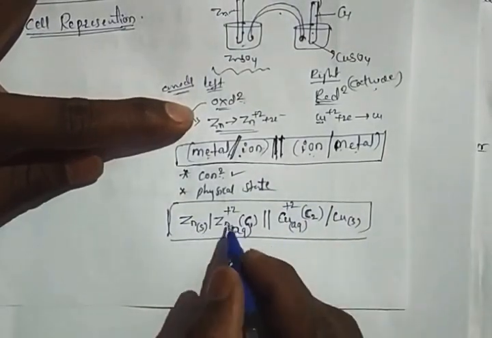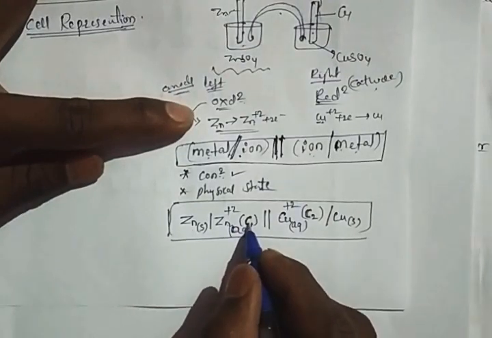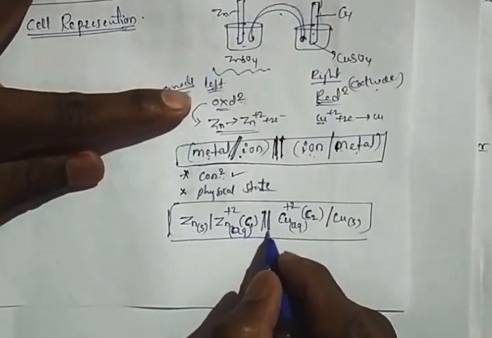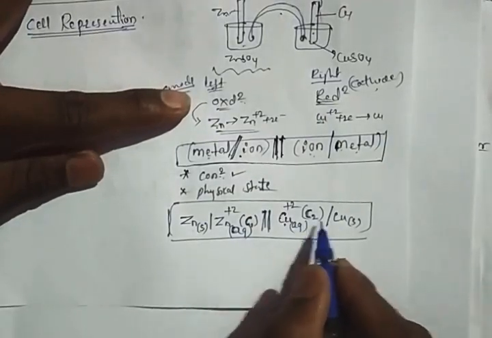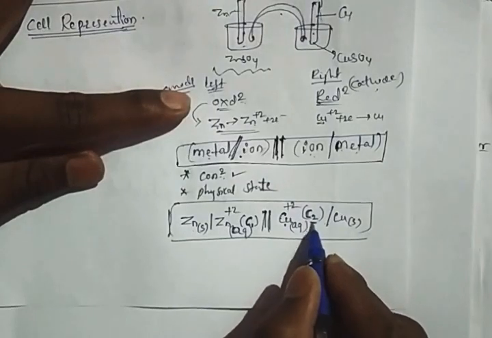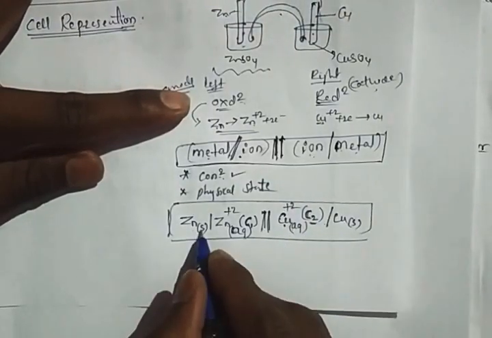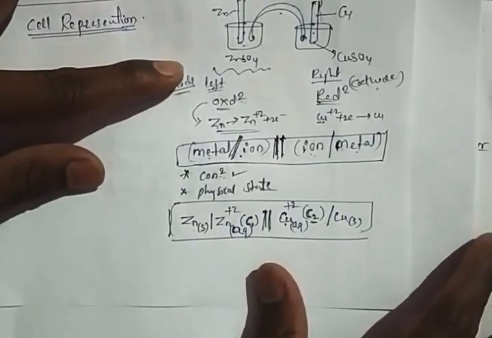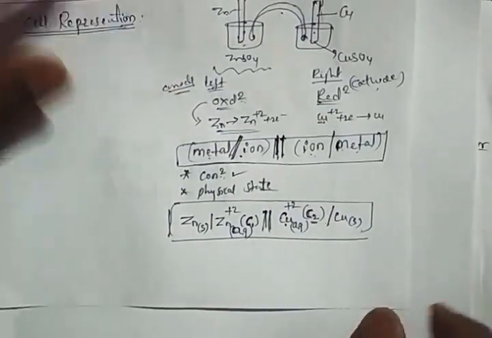This is a perfect cell representation of the Daniell cell. Zn, Zn2+ with its concentration in brackets, separated by the salt bridge, then Cu2+ bar Cu. The concentration of the Cu2+ ion should also be represented in brackets, along with the physical states: solid, aqueous, solid. This is a cell representation. How are we going to represent a cell?